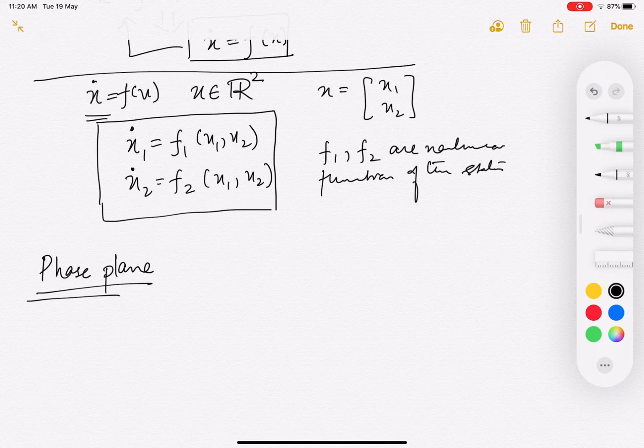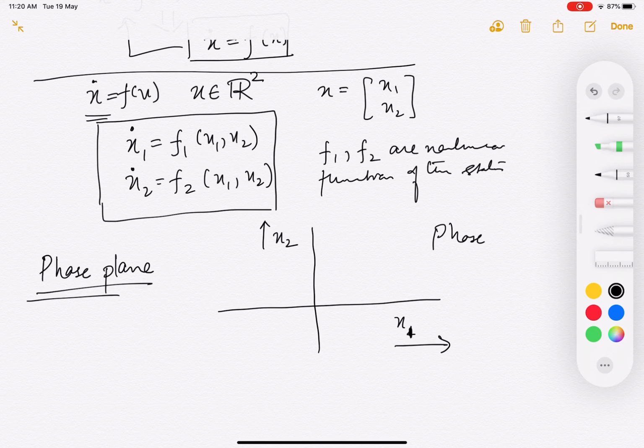Simply said, if you sketch these two state variables x2 and x1 along the x and the y axis, this plane that you get is called the phase plane, right? So the phase plane is a plane having x1 and x2 as coordinates, right?